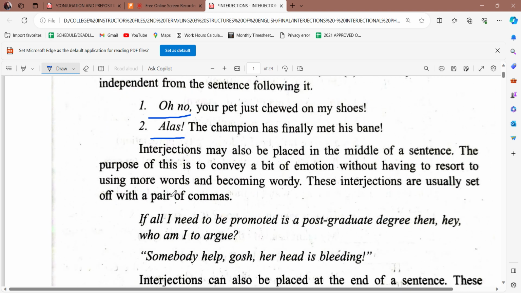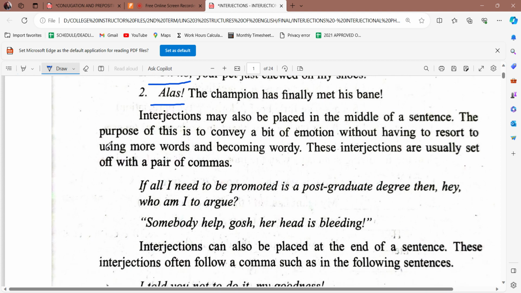So interjections may also be placed in the middle of a sentence. The purpose of this is to convey a bit of emotion without having to resort to using more words and becoming wordy. So these interjections are usually set off with a pair of commas. If all I need to be promoted is a postgraduate degree, then, hey, who am I to argue? Somebody help. Gosh, her head is bleeding. Okay? So the interjection here is put in the middle of the sentence.